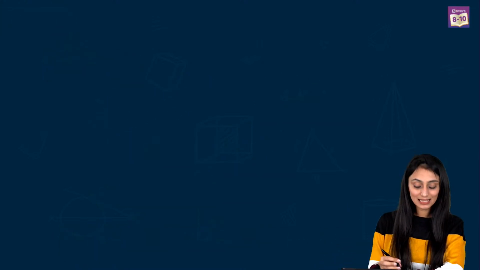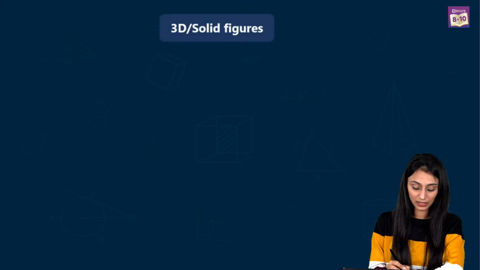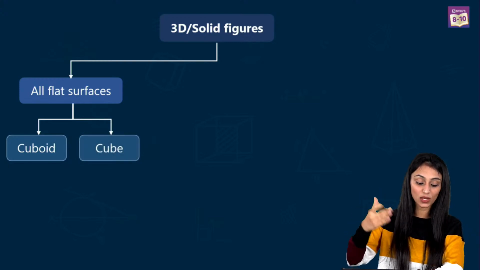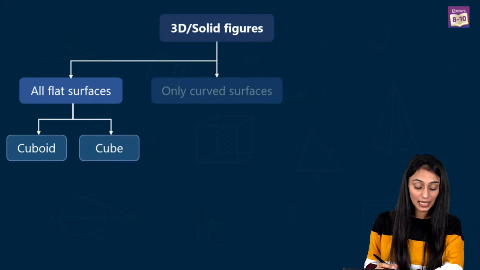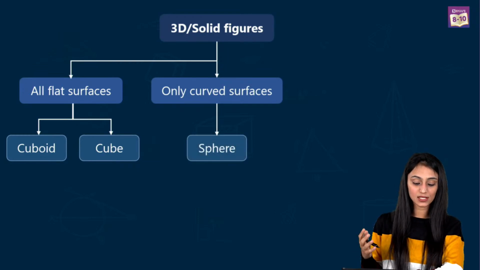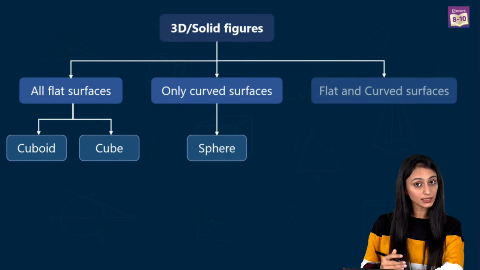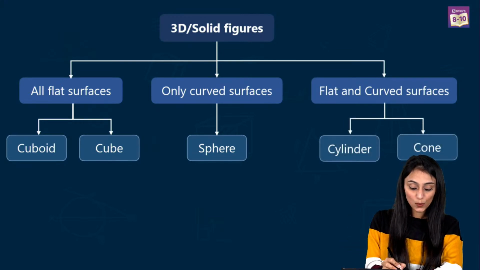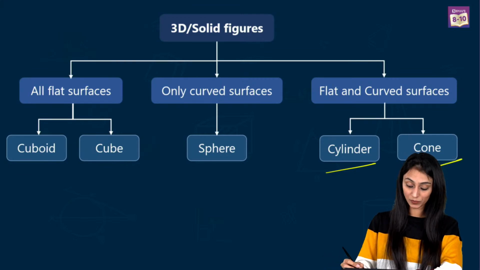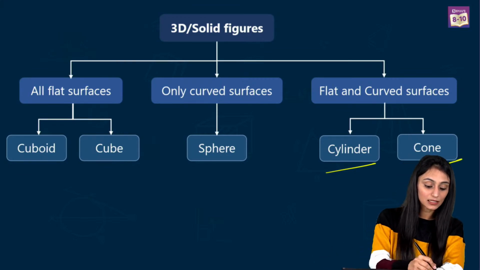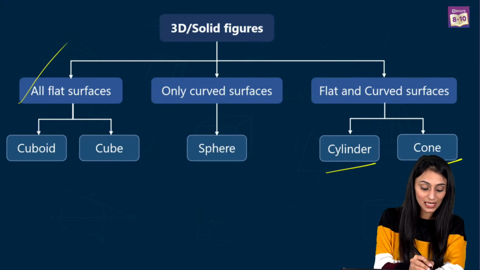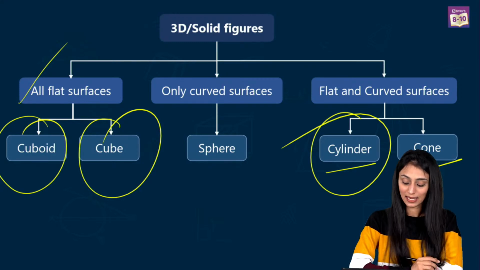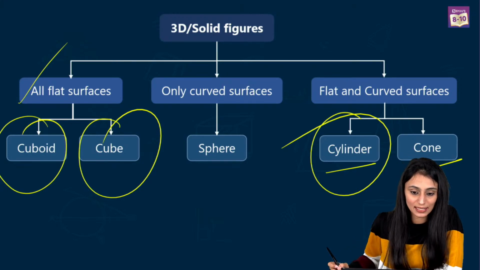Now, we know that 3D figures or solid figures can be classified into 3 categories. The first category is all flat surfaces, where we have the cube and cuboid. Another category has only curved surfaces, which includes only a sphere. The third category is a combination of flat and curved surfaces, which includes the cylinder and cone. In today's session, we will be discussing flat surfaces, and flat and curved surfaces. I'll be talking about the cuboid, cube and cylinder.